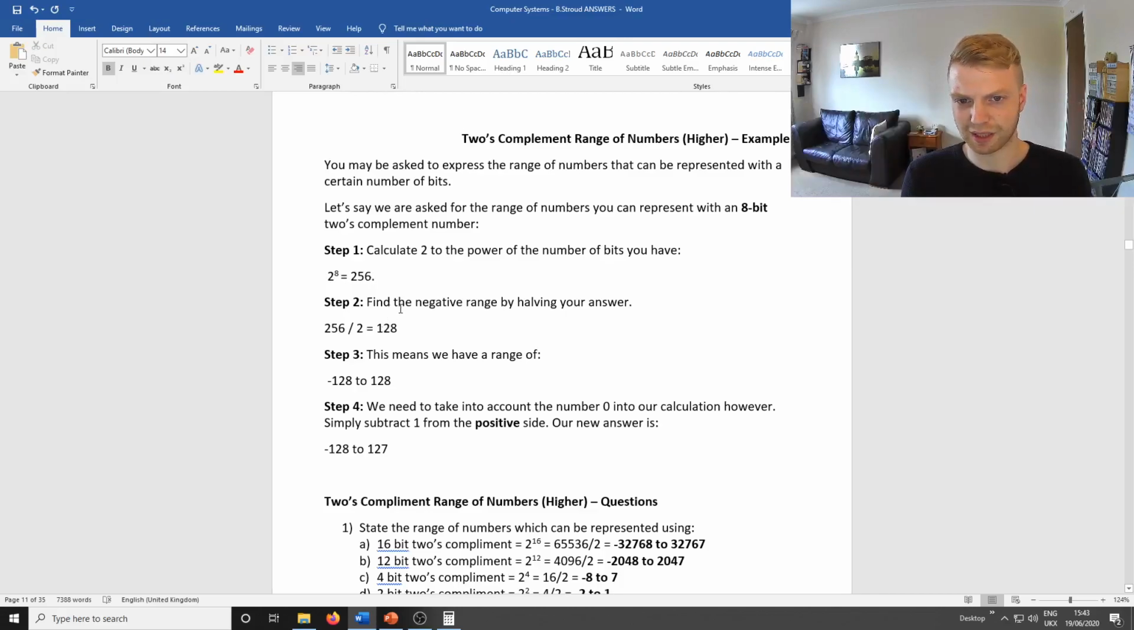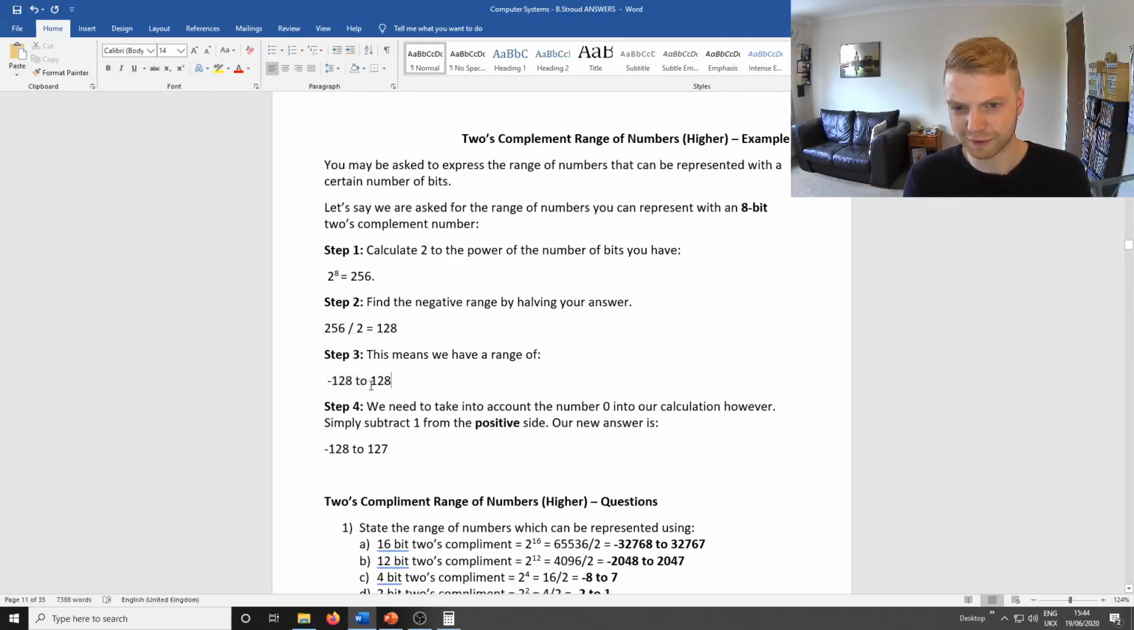Now, the negative numbers are going to take up half of that. So you have to halve 256. You just divide it by 2 and you get 128. And to finish it off, you write, we have a range of minus 128 to positive 128, because you just take your 256 and split it in 2.